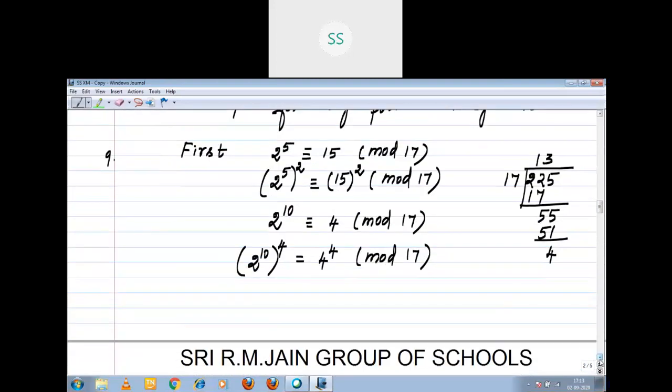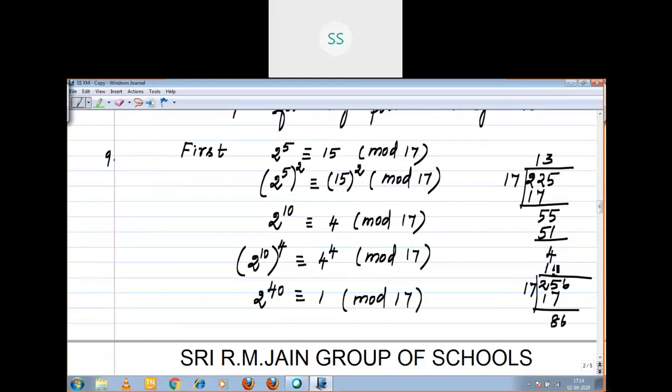This is all calculation only. 2 to the power 40 is congruent to 1 modulo 17. How did I arrive at 1? 4 power 4, what can I get? You tell me. 4 square means 4 into 4, 16. 256. Right? 256 we are going to divide by 17. 17 fifteens are 255, your remainder is 1. That I wrote here. Next step, I am going to square on both the sides.